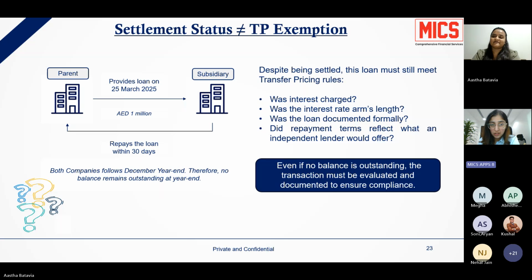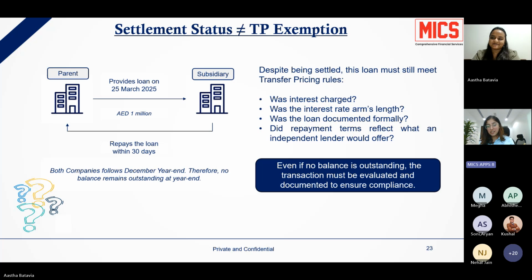Assuming there was a loan which the parent had provided to the subsidiary and they both follow December as their year end. They provided the loan on 25th March and they repaid back the loan in 30 days. Does transfer pricing apply? Of course it applies because there was a transaction which was undertaken between related parties during that year, and therefore transfer pricing would definitely apply in such a case. And when you go to your consultant, there are four typical questions which your consultant would ask you, which you would not like. And I would like to make you aware of those.